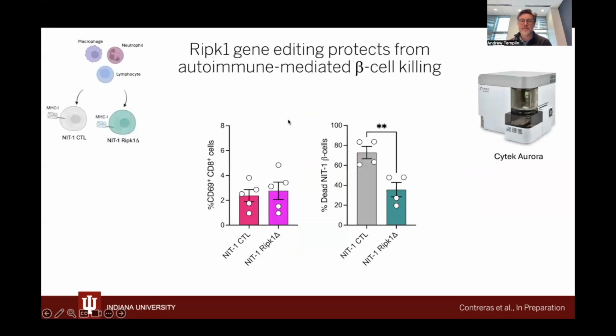And in line with that interpretation, when we did flow cytometry, we found that CD69 positive CD8 T cells were basically equally activated following co-culture with our control or RIP1 gene edited cells. But interestingly, the RIP1 gene edited cells were significantly protected from death following this co-culture with the autoimmune splenocytes compared to the NIT1 control cells.